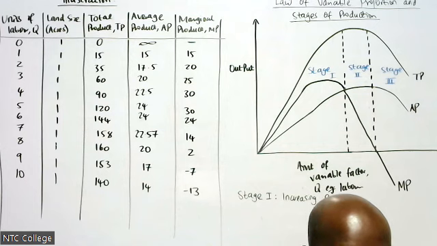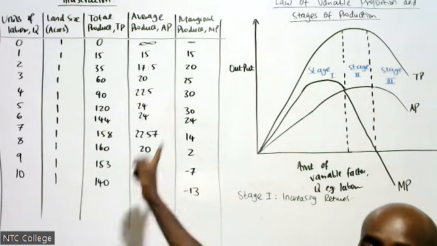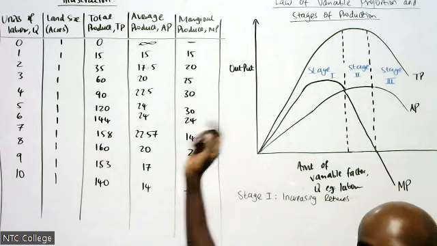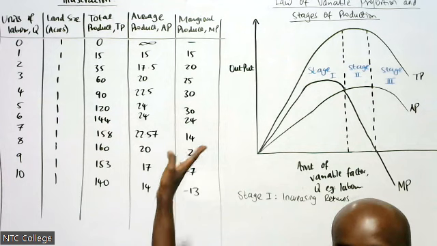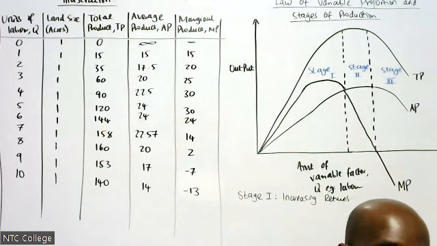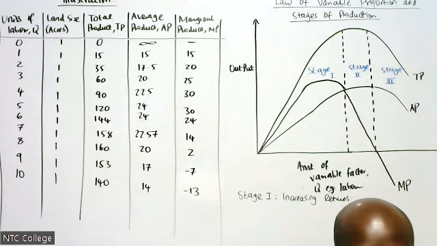We say that as the units of the variable factors increase, we're explaining stage one, increasing returns. I'm assuming we are finished with the diagram, by the way. I'm safely assuming that we are done with the diagram.